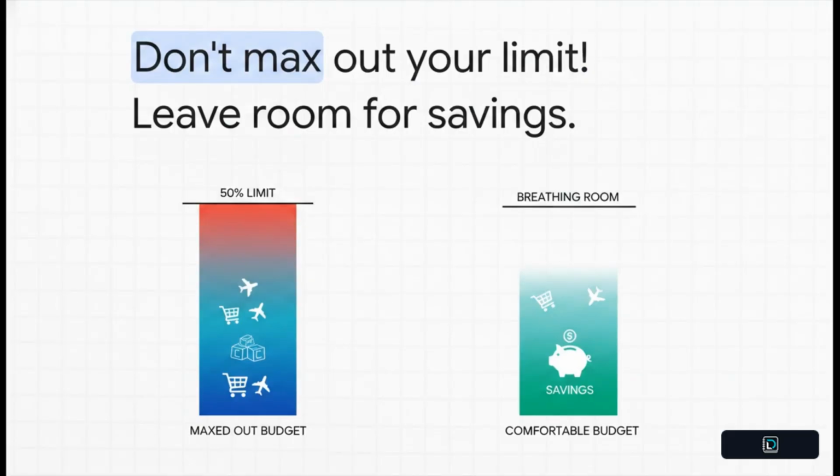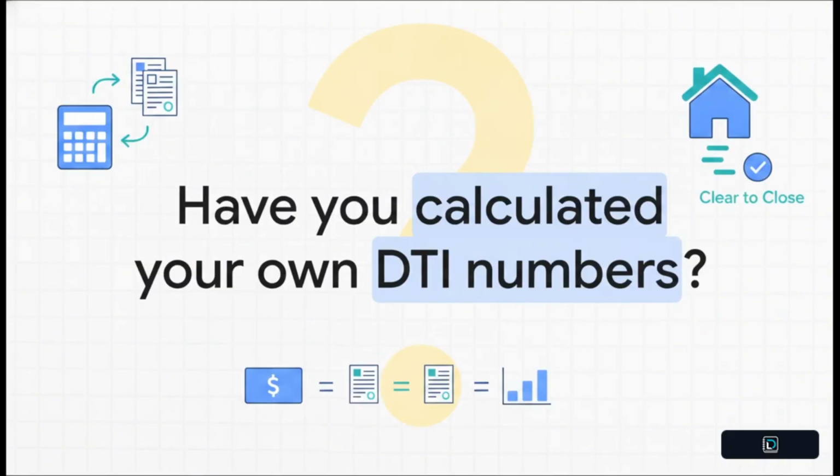Obviously, paying down debt helps both, but they really are totally separate things. So the crucial point to take away from all of this is right here. Don't max out your limit. Just because a bank looks at a piece of paper and says you're approved for 50% DTI does not mean you should actually stretch yourself that incredibly thin. The lenders aren't factoring in your grocery bills, daycare, or your vacation fund. You have to be the one to draw the line. Make sure you leave enough breathing room in your real-world budget for savings, having some fun, and covering those completely inevitable emergencies.